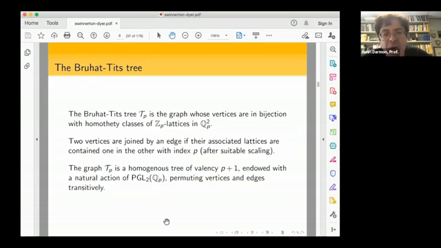It's a homogeneous tree of valency p+1, and it has a natural action of the group PGL2(Q_p), since PGL2(Q_p) acts on the homothety classes of lattices in a natural way, and it preserves the incidence relation between vertices. Okay, and in fact, it acts transitively on the set of vertices and edges of this tree.